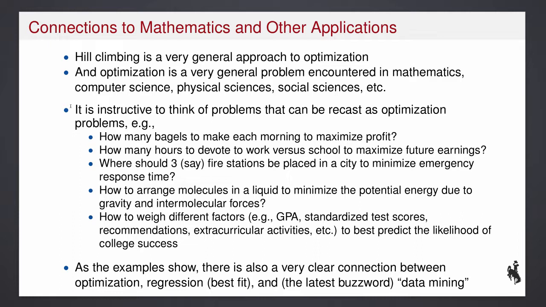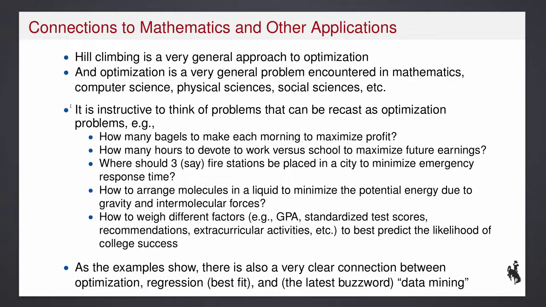But for now, I just want to say that hill climbing is really useful in a lot of other contexts, not just in Pac-Man. Remember, this is an optimization technique, and there's lots of problems that look like they require some optimization. So here are some examples. This is from economics. I need to make some bagels. That means it costs me some materials. On the other hand, I sell them for a certain profit. How many bagels should I make each morning to maximize the profit?